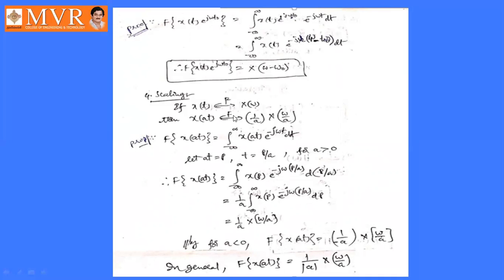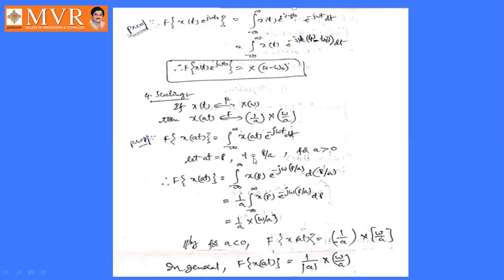Then the Fourier transform of x of a t is 1 by a into x of omega by a, right? So x of a t: integral minus infinity to infinity x of a t into e power minus j omega t dt. Let a t be p, or t equal to p by a, for a greater than 0, right?